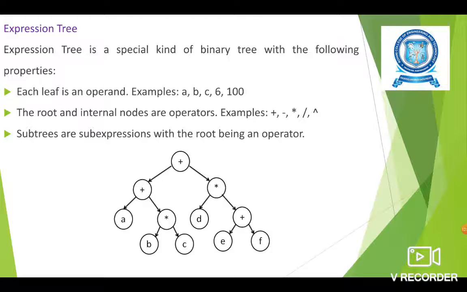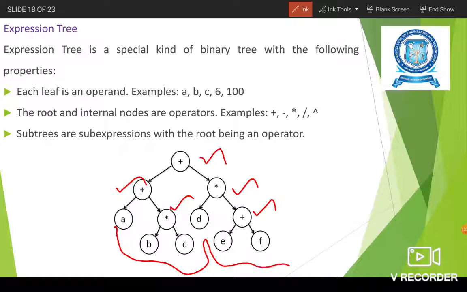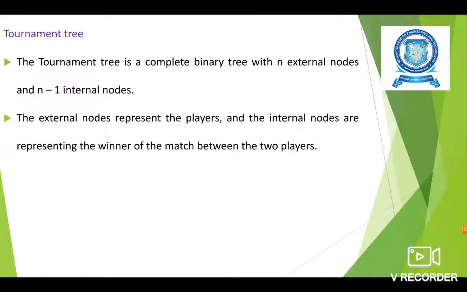So what is called an expression tree? It is also a special kind of binary tree. Here each leaf is an operand, whereas the root and the internal nodes are operators. Okay, the internal nodes are operators, but all the leaves are the operands. So this is an example for expression tree.